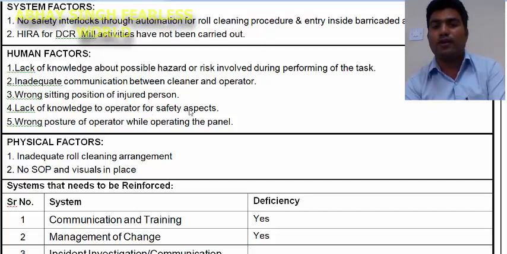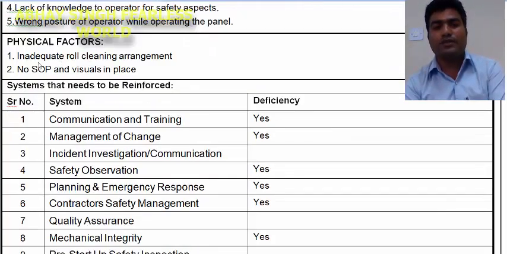And wrong sitting position of the injured person, and lack of knowledge to operate with regard to the safety aspect. They lacked knowledge, and the operator had a wrong posture while operating the panel. Wrong posture means the person was standing on one side and the roller was on the other side. There should be a clear line of sight between the operator and the helper.